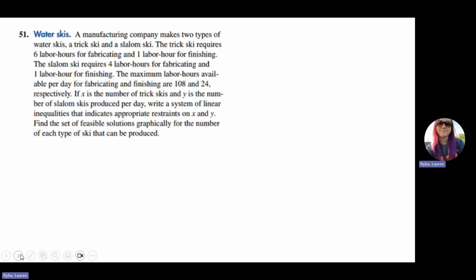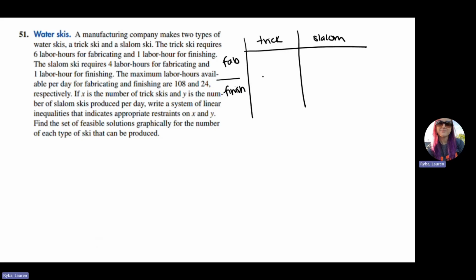We're going to end with 2 word problems. A manufacturing company makes 2 types of water skis, a trick ski and a slalom ski. The trick ski requires 6 labor hours for fabricating and 1 labor hour for finishing. Okay, I already have enough information here. So trick, slalom, fabricating, finishing. The trick ski is 6 hours of fabrication, 1 hour for finishing. The slalom is 4 hours fabricating, 1 hour finishing.